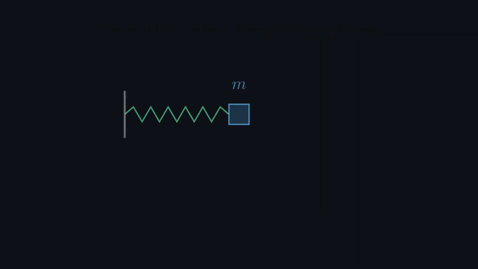A block of mass m slides back and forth. We measure its position with a single number, x: 0 at rest, positive to the right, negative to the left. Pull it, let go, and it oscillates. Our whole job is to find the equation that tells x what to do.